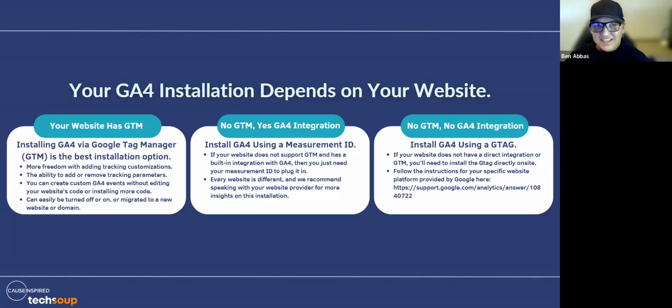Essentially, it allows you more freedom with adding and tracking custom conversions or key events, the ability to add or remove specific tracking parameters. You can create custom GA4 events specifically in GTM and then import them over without having to install code onto your site. I don't know about you guys, while I am a Google grant expert, I am not into coding on a website. I would get absolutely lost there. So the less we can do on that front, the better.